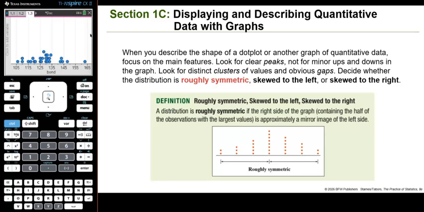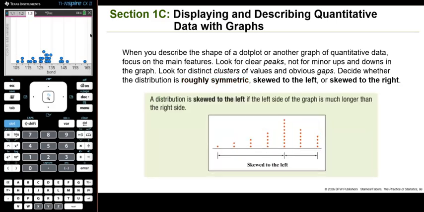So here's the definition of roughly symmetric. We like to use terms like roughly or approximately symmetric because very rarely is it perfectly symmetric. It's pretty symmetric, so it's roughly symmetric. Or is it skewed to the left or skewed to the right? We're going to learn about those in a second. But this graph looks to be roughly symmetric. The right side and left side look about the same, like a mirror image. Later on, we'll learn what a normal curve is. That might or might not be normal, but it's definitely roughly symmetric.